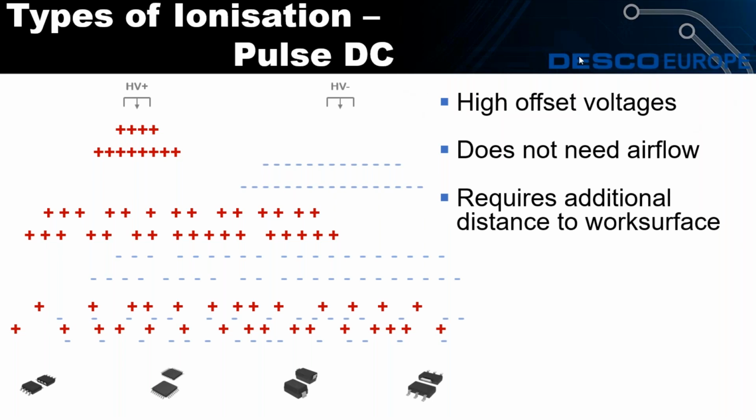And that is a key, as we'll go through this morning, that the offset voltage mustn't be greater than 35 volts. But this type of ionization does not require airflow, but it does require additional distance to the work surface before, as you can see down here, you're sending out positive, and then over here you're sending out negative. They do need to reach the target area in equal numbers, but with pulse DC, you do require additional distance to the work surface, and there is the danger of a higher offset voltage.